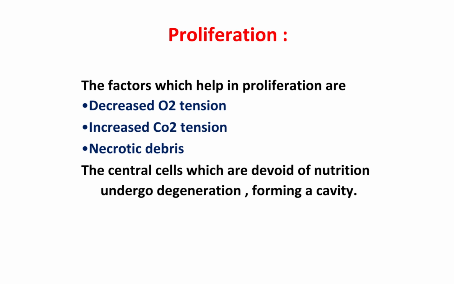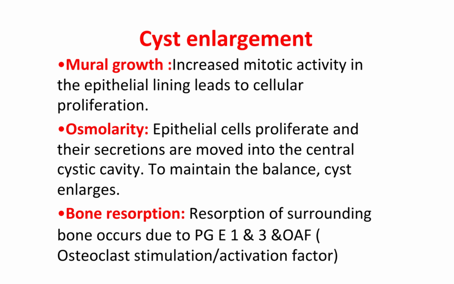Proliferation, meaning the growth of the cyst, can be influenced by many factors. The basic factors which help the proliferation are decreased oxygen tension, increased carbon dioxide tension, and necrotic debris. As the proliferation occurs, the central cells which are devoid of nutrition undergo degeneration, which ends up forming the cavity. Cystic enlargement can occur in three major growth methods, which are mural growth, osmolarity, and bone resorption.